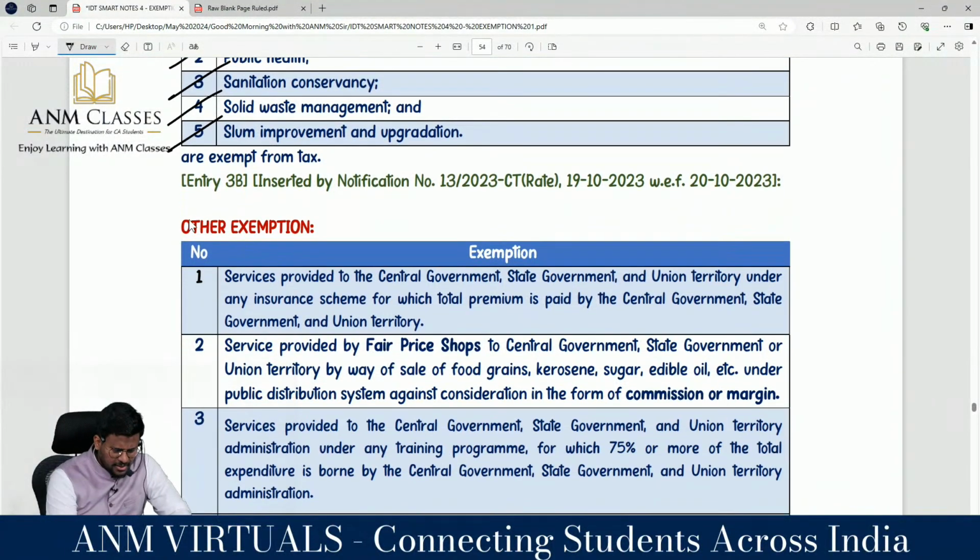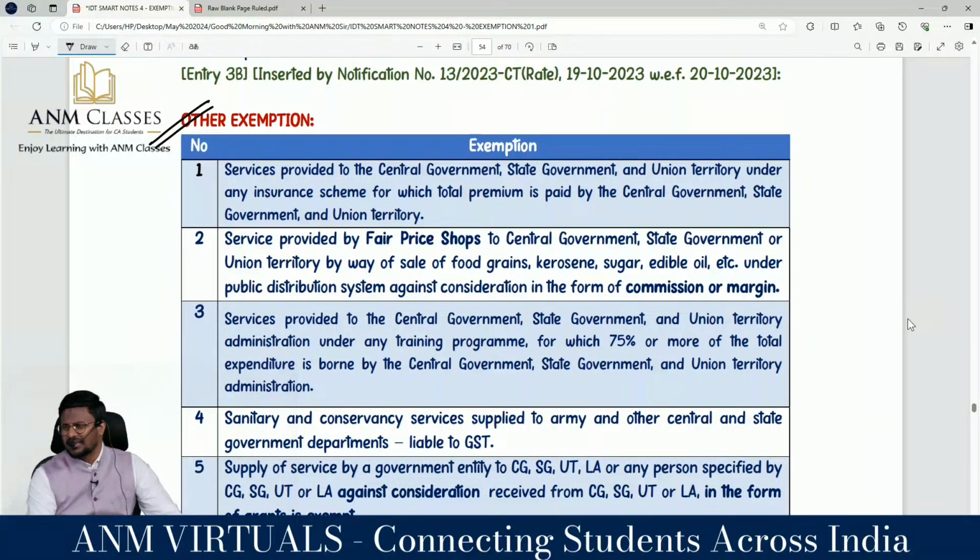We are coming to the other exemption, my dear lovable students. If you are providing these services to government or local authority, again it is exempt from GST. Service provided to the central government, state government, union territory under any insurance scheme for which the total premium is paid by the central government, state government and union territory are exempt from GST. For example, you are an insurance company, you are issuing an insurance policy to the government or local authority, where 100% of the premium is paid by the government, then it is exempt from GST.